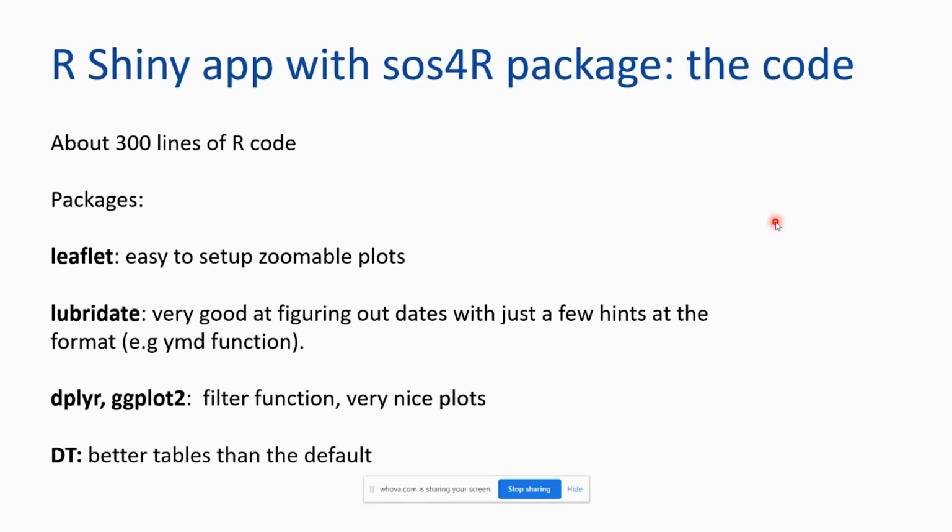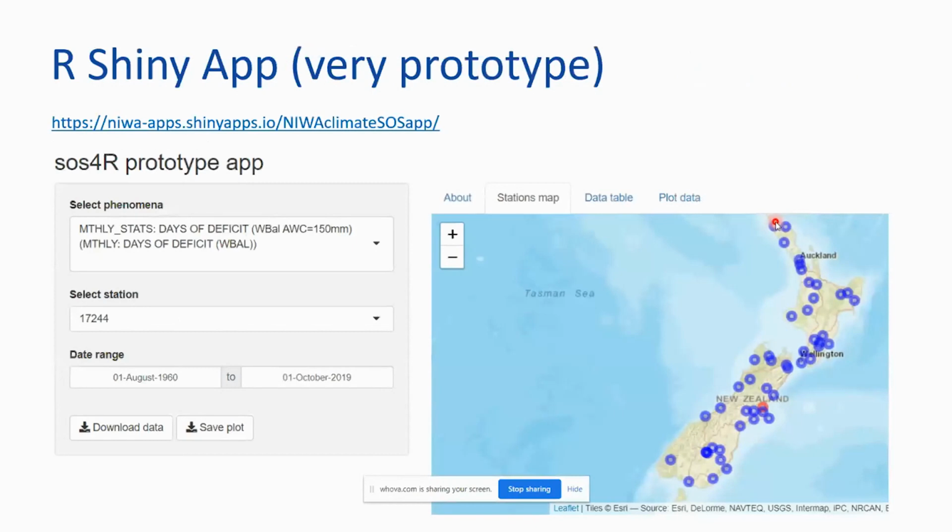dplyr and ggplot2 are modern packages which are very good for data manipulation, particularly filtering data and making very nice plots. Shiny has some default tables and they look pretty good, but there's a package called DT to make even nicer tables. There are some other good aspects. Here's what you get out when you knock together those packages and a bit of code.